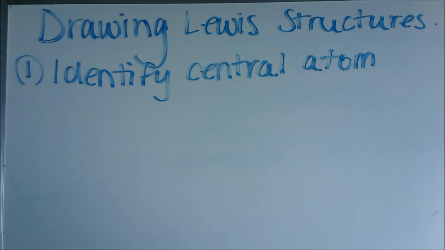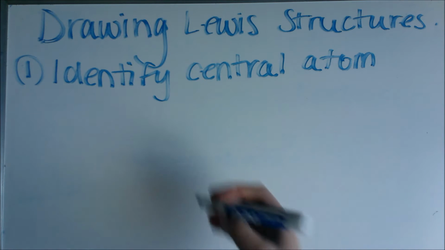The first step of drawing Lewis structures is to identify the central atom. The central atom is usually the one with the lowest electronegativity. Write the symbol for the central atom and then arrange the symbols for the other atoms around it. So the example that we'll be using throughout the process is NF3.